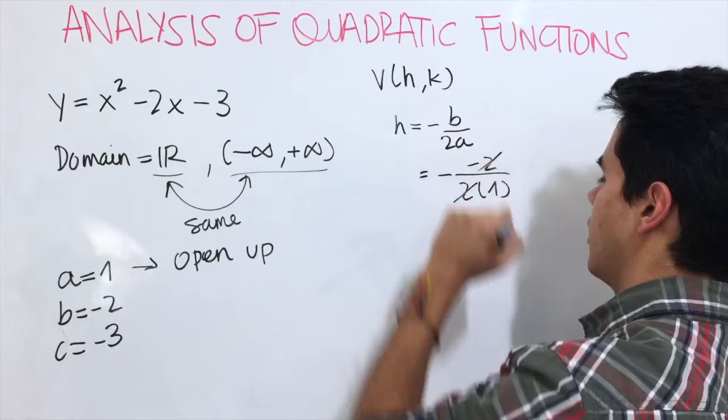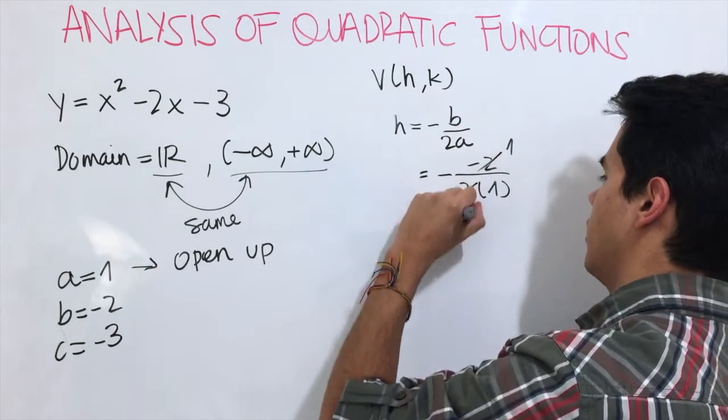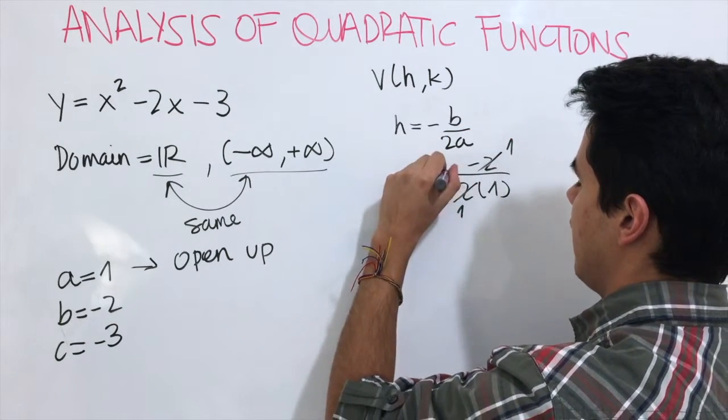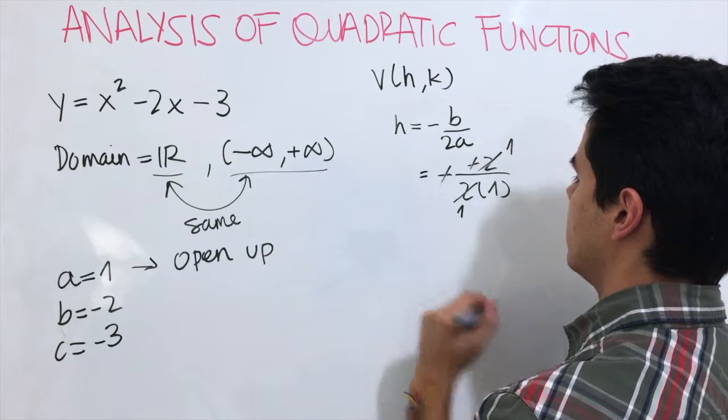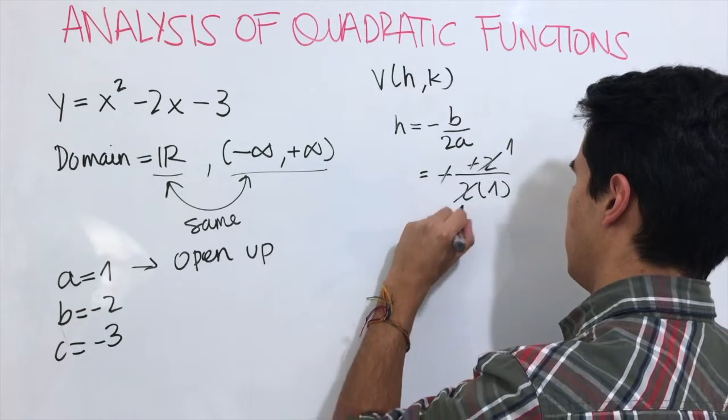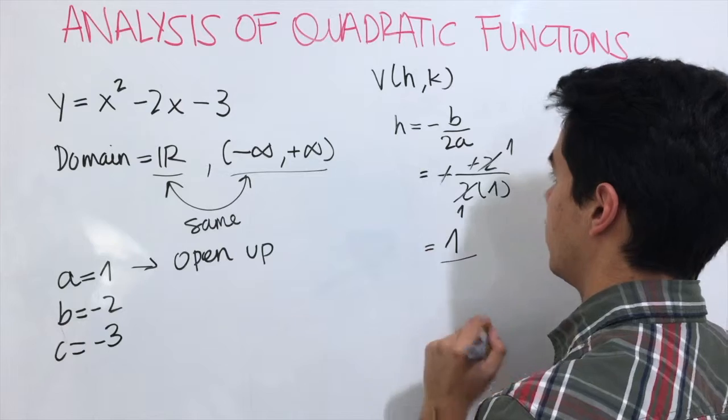So this 2 cancels out with this 2. We end up with 1. And this negative cancels out with this negative. So we end up with positive 1. That's our answer for h.